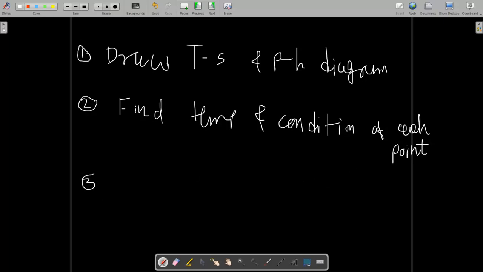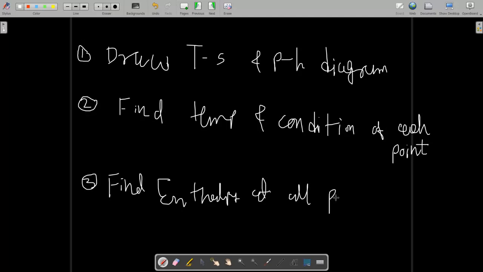And the third one is to find enthalpy at all points. If you follow this three-step process, at the end you will have enthalpy at all the points.